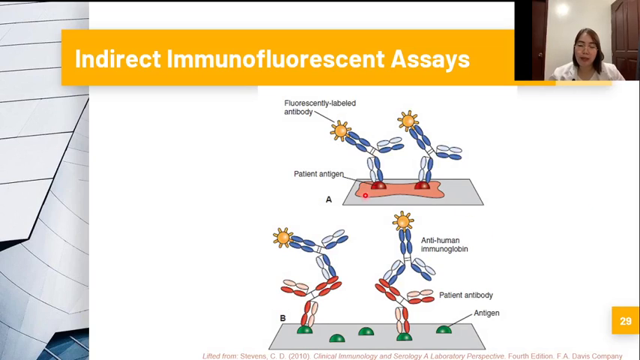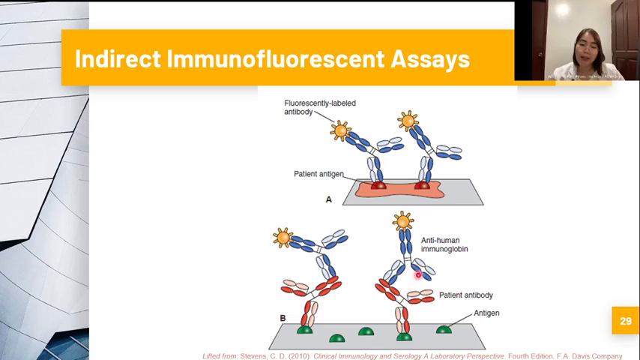So, it involves a 2-step process wherein you first combine, this is the indirect immunofluorescence. This is direct immunofluorescence. So, let's go first to indirect immunofluorescence. So, here are your known antigens for which we are detecting the antibody. Whatever the antigen is, that is what we are detecting in the patient antibody. So, known antigen on the slides, then add patient serum.